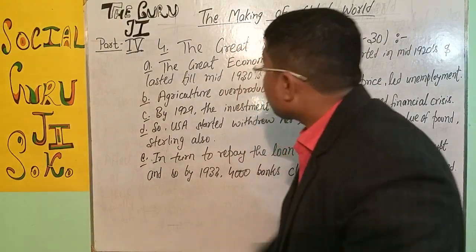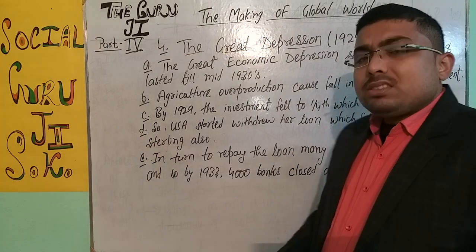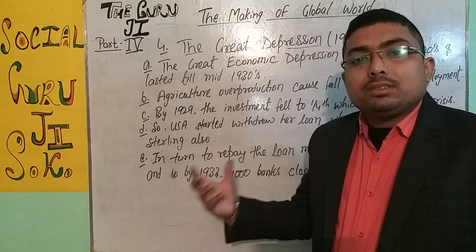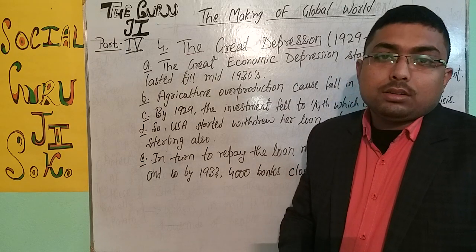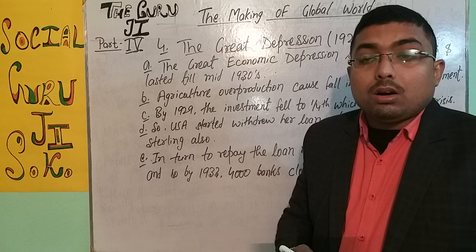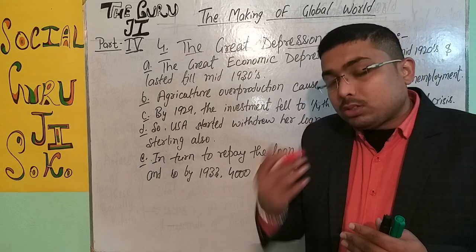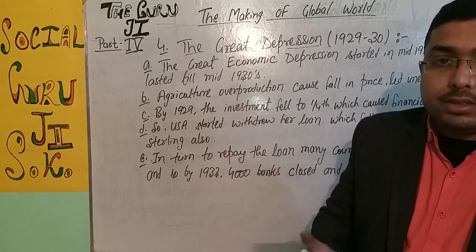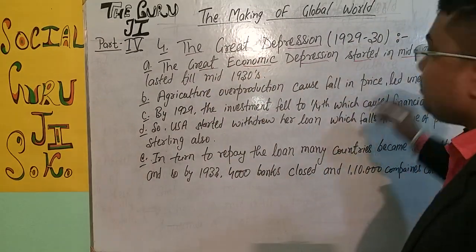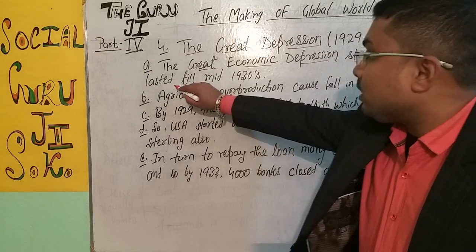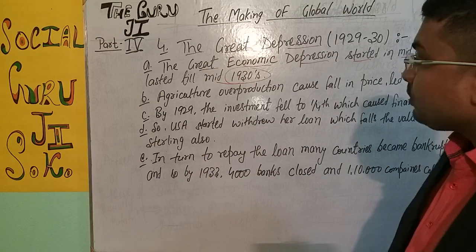Now the fourth topic is the Great Depression. It means after the World War it was a situation when the economy of the world fell down, and now the US also came under financial crisis. Let's read. The Great Economic Depression started in the mid 1920s, means after the World War, and it lasted through the 1930s, and it goes up to 1933.